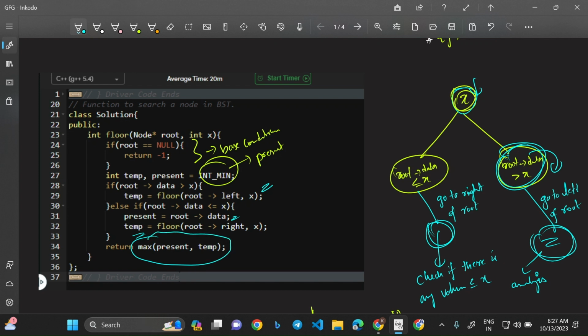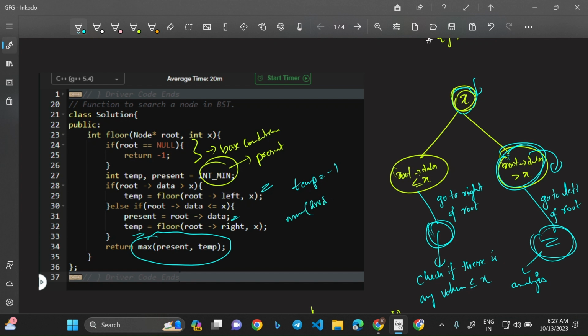Whatever answer I find in temp to the right of the root, I'll take the maximum of present and temp. Let us assume I've not found anything. All right, I've not found anything in temp, so that means temp would be -1. So in that case, maximum of present and temp, where present is int min.